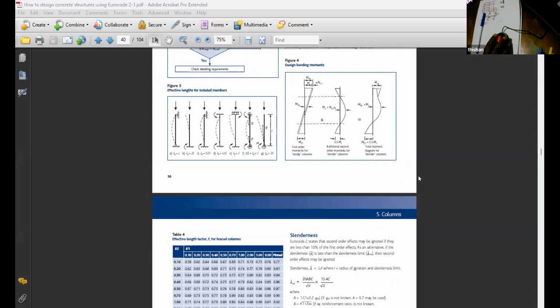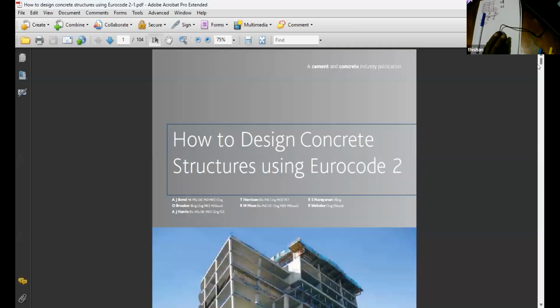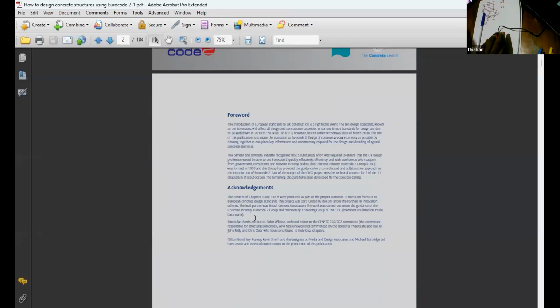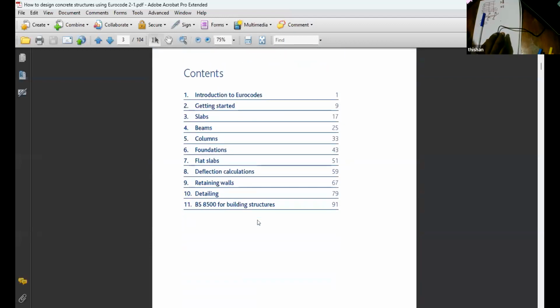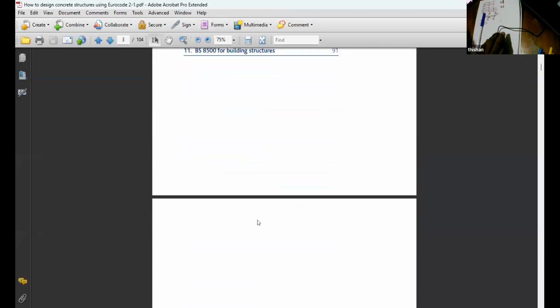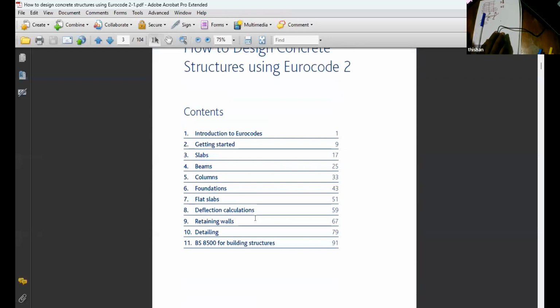And then you might wonder, what is this document? It's a very valuable document. You can download it free. How to design concrete structures using Eurocode 2. So this is additional material that has been designed to help the engineers who are familiar with BS 8110. So this is written by British people. So it gives a lot of details. It covers so many topics. You can see slabs, beams, columns, foundations, flat slabs, deflection calculation, retaining walls, detailing, BS 8500 for building structures.